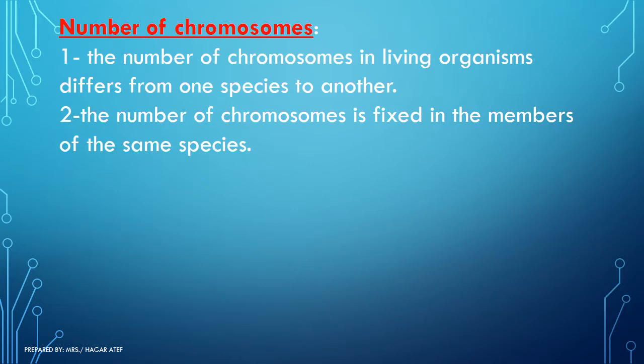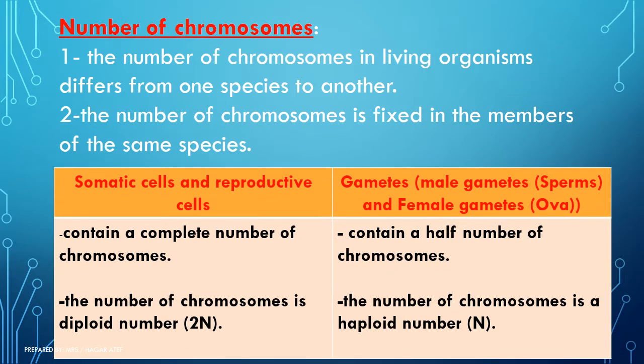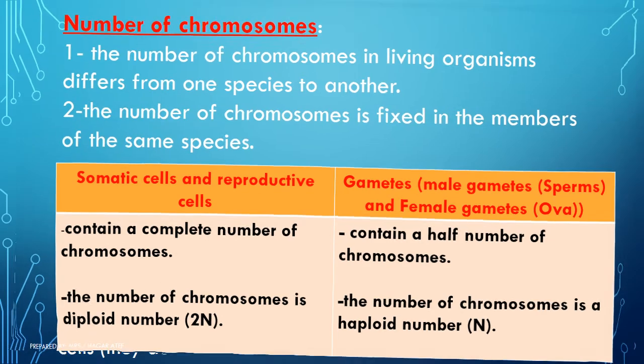Number of chromosomes. The number of chromosomes in living organisms differs from one species to another. The number of chromosomes is fixed in the members of the same species. Somatic cells contain a complete number of chromosomes, the diploid number, 2n. Gametes, the male gametes (sperms) and female gametes (ova), contain a half number of chromosomes, the haploid number, n.